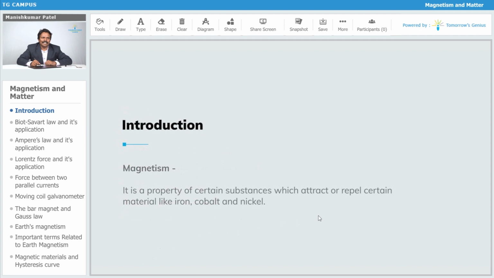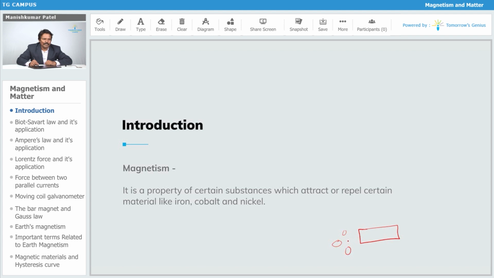Again, if we say that, what do you mean by magnetism or a magnet? Basically, simple, I can say that it is a property of certain substances which can attract or repel materials like iron, cobalt and nickel. So let's say there is one magnet, and definitely this magnet is going to attract small pieces of iron, cobalt and nickel. Suppose I put some pieces over here, definitely it is going to attract them.